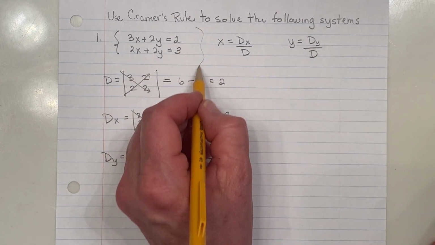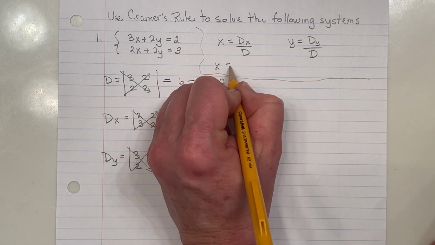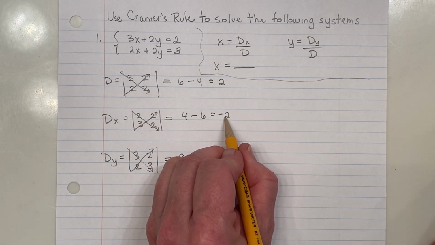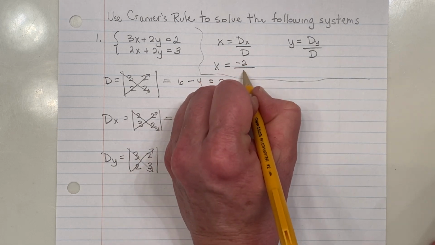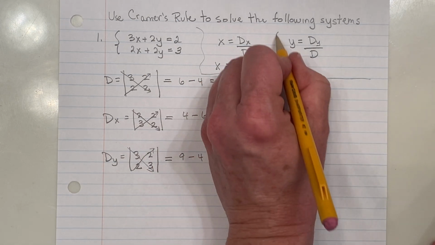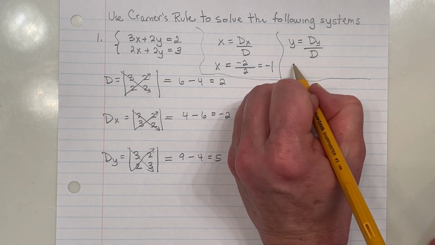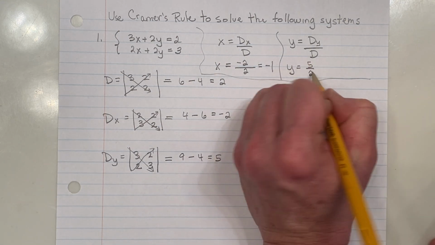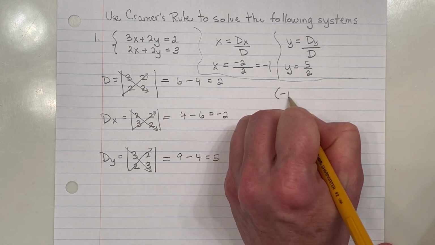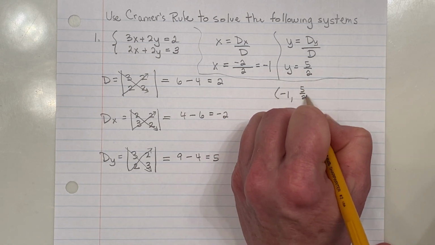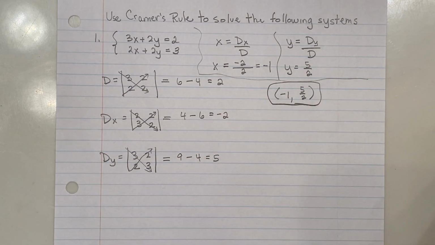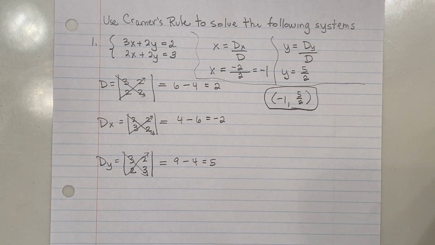So coming back up here, d subscript x divided by d, so that's negative 2 divided by 2, so x is negative 1. And dy is 5 divided by 2, and I'd just leave it as 5 halves. I'd record my answer as an ordered pair, negative 1, 5 halves. All right, I have one more example of a linear system with 3 variables, and I don't have enough room here, so I'm going to turn this paper over to the back, and we'll do one more.